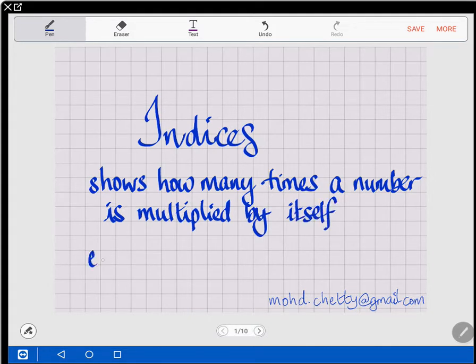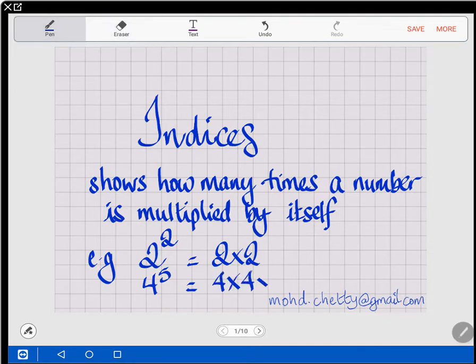Par exemple, si je dis 2 to the power of 2, ça veut dire on fait 2 multiplié par 2. Si je dis 4 to the power of 5, alors c'est 4 multiplié par lui-même 5 fois. Ok? Je m'explique plus tard.